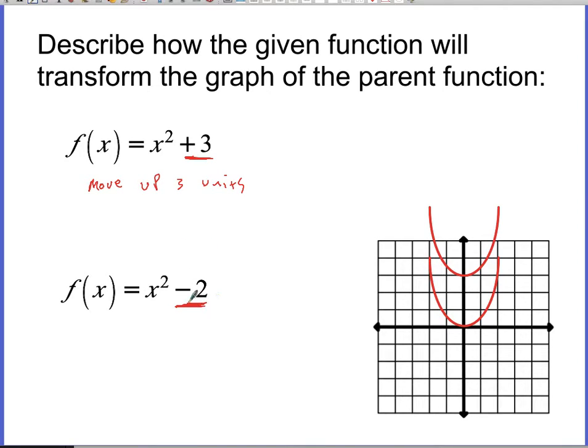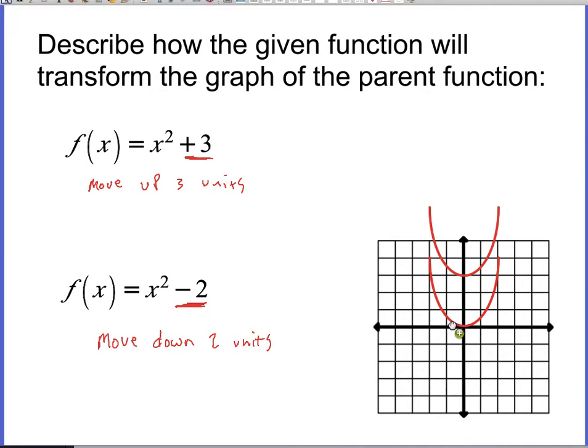This has a different k value here in the equation, and this k value is minus 2, so this one tells me that we would move down 2 units. Fairly simple to see what's going to happen here.